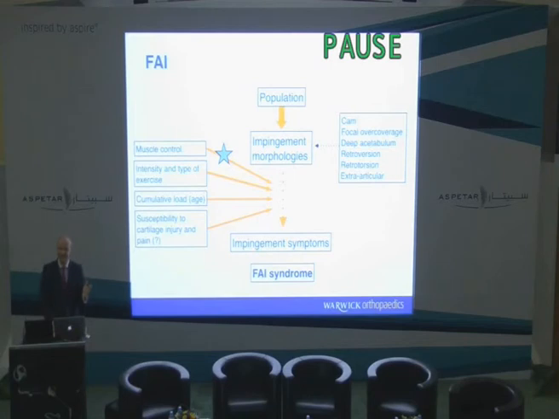And this gives us some potential strategies for intervention. Joe's talked about intervention with respect to muscle control, and later on we're going to talk about intervention with respect to surgery to change the morphology. And in fact, in Warwick and across the UK and in Australia, we're now doing a large randomised controlled trial to compare those two possible interventions, surgery compared with rehabilitation and retraining.